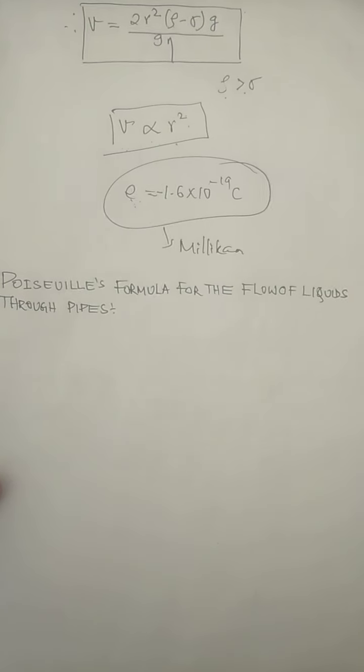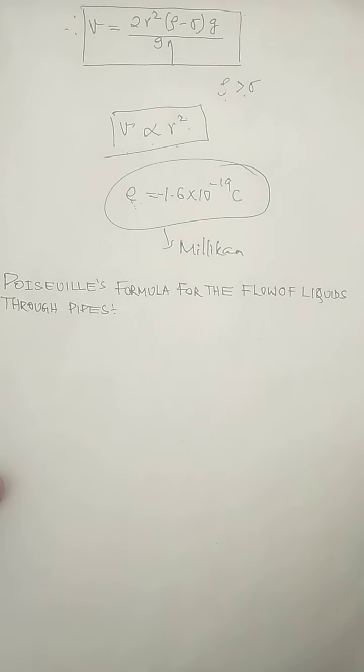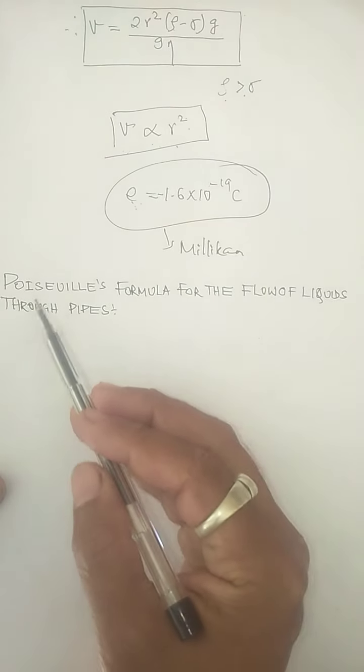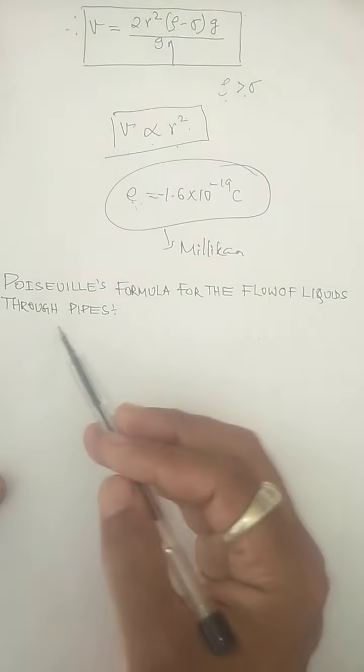All right, my dear children of class 11 science, we do a new topic now, an important topic. This is also a formula that we are going to derive, and this is basically a formula for the flow of liquid through pipes. This is the formula derived by Poiseuille, and is called the Poiseuille formula for the flow of liquid through pipes.